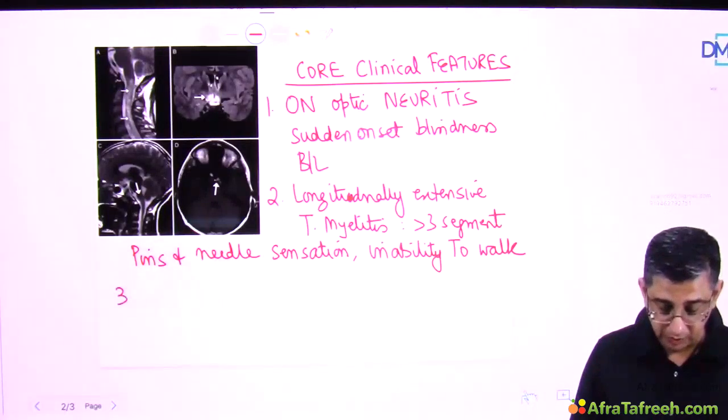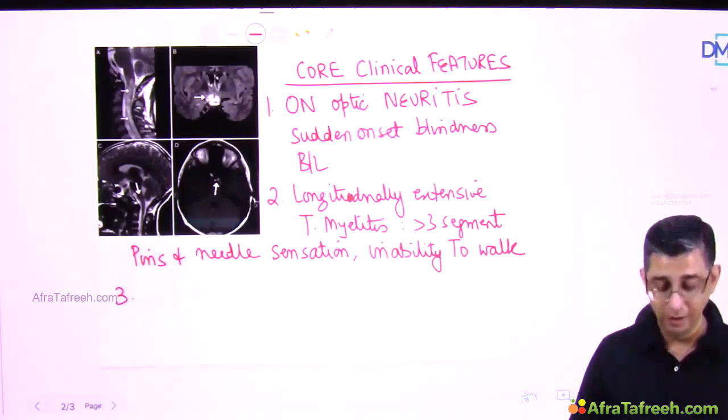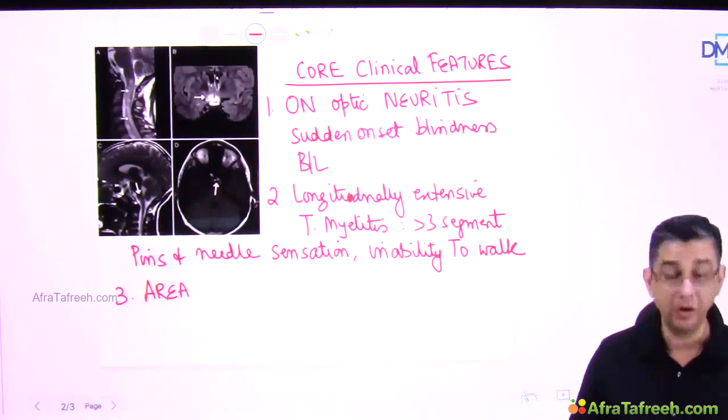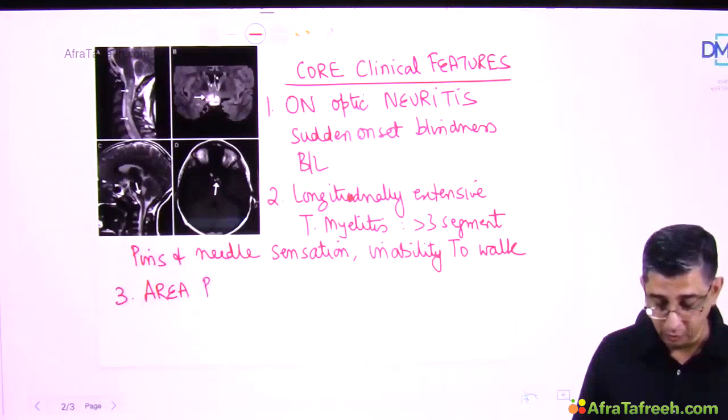Now, the third feature of this condition is very peculiar in a sense that not only does this disease damage the optic nerve and the spinal cord, but can even contribute to lesions in the vomiting center, that is area postrema.